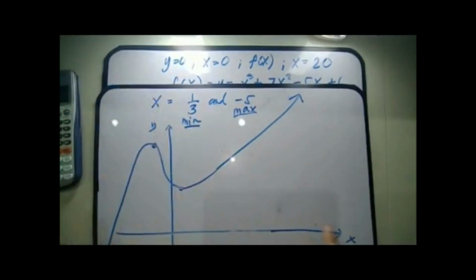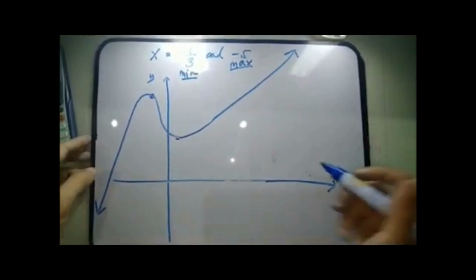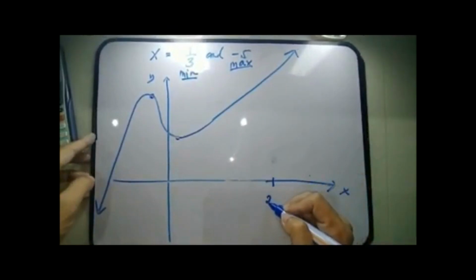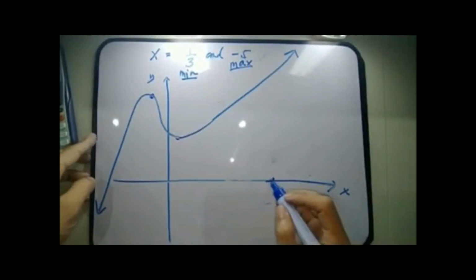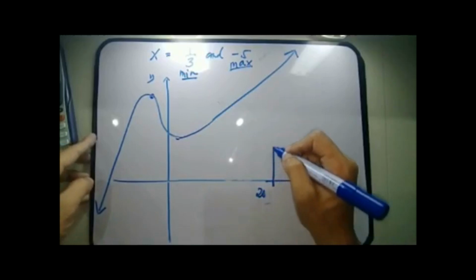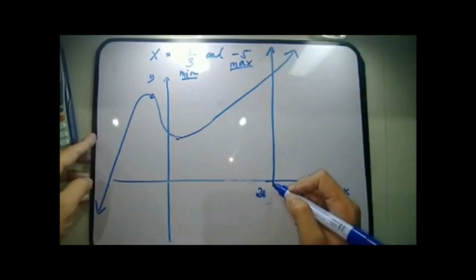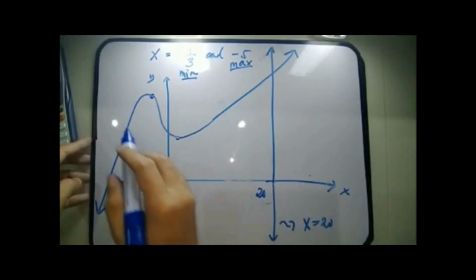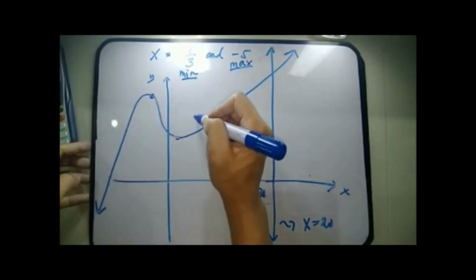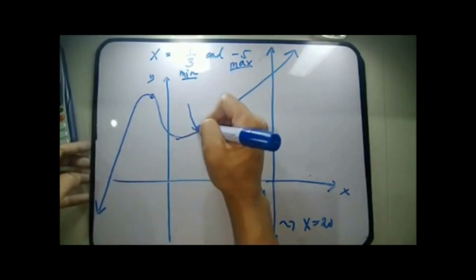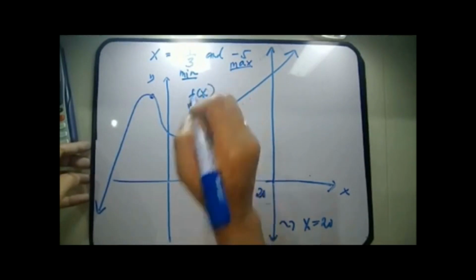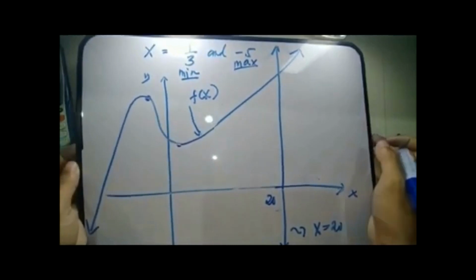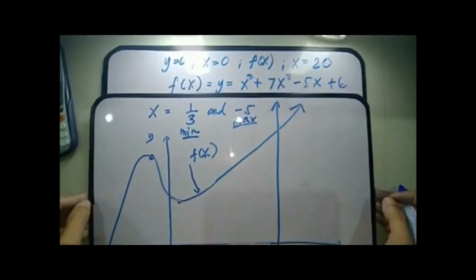Then, i-graph natin yung x is equal to 20. Yung y equals 0, yung x-axis, yung x equals 0, yung vertical, which is the y-axis. Then, yung f of x, na-graph natin, and ang kulang na lang is yung x equals 20. So, somewhere here. So, vertical line siya. So, this is x equals 20. So, this is f of x. So, makita natin guys, ito yung area bounded sa first quadrant.